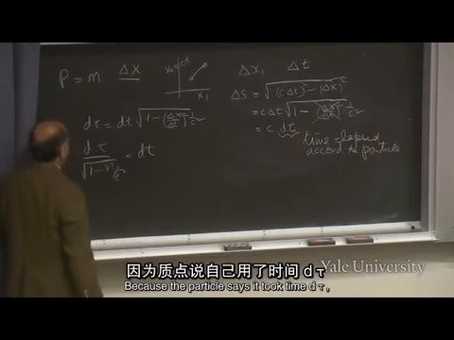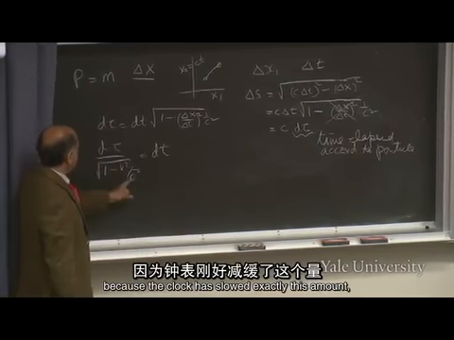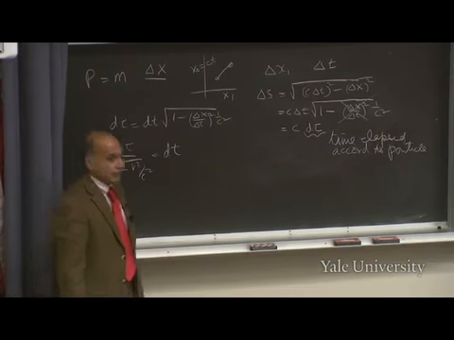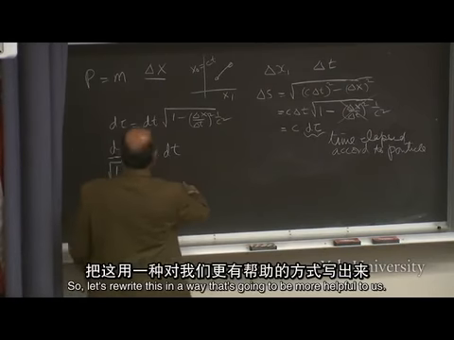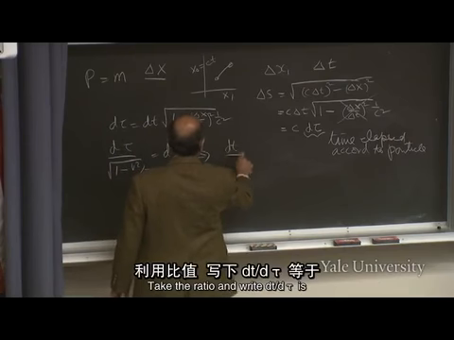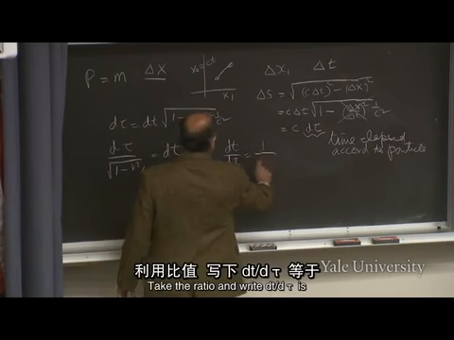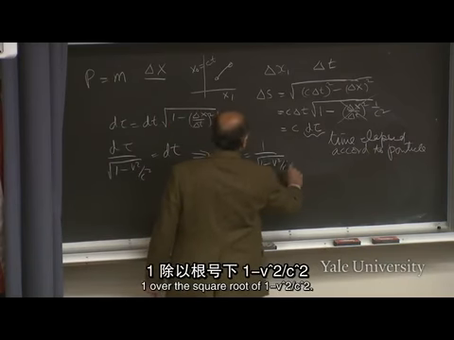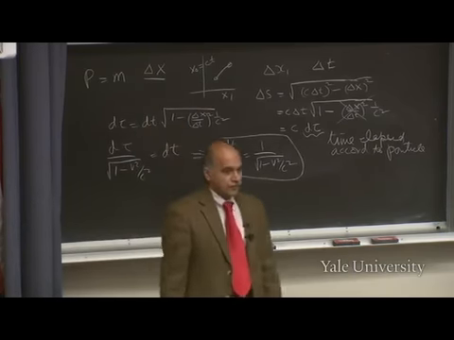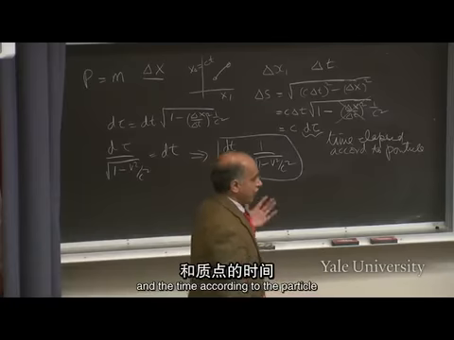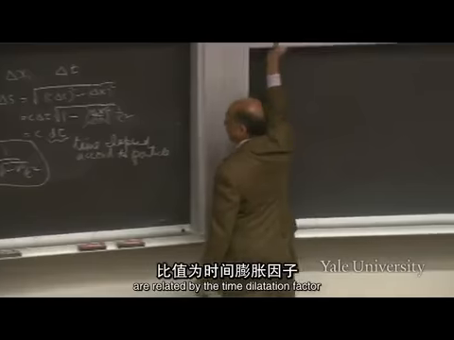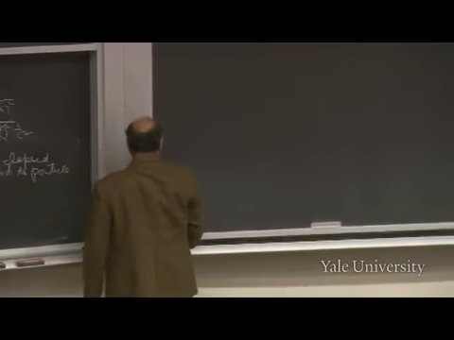Because if the particle says it took time d tau, because the clock is slower by exactly this amount, I will say it took longer by this amount. So let's rewrite this in a way that's going to be more helpful to us. Take the ratio and write dt over d tau is 1 over square root of 1 minus v squared over c squared. I'm going to use that in a minute. That just says the time according to me and the time according to the particle are related by the time dilation factor that's controlled by the velocity of the particle.